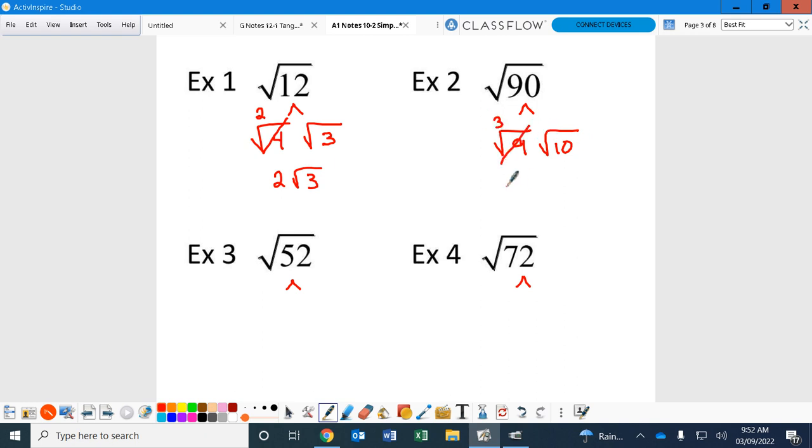3 square roots of 10. Now guys, 10 can break into 1 and 10, 2 and 5. Are any of those numbers on that list?